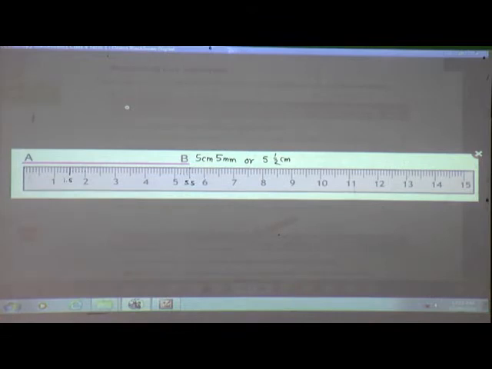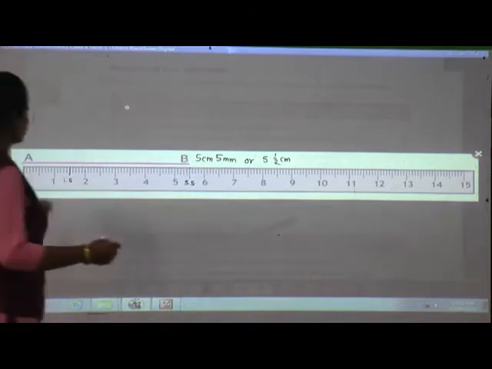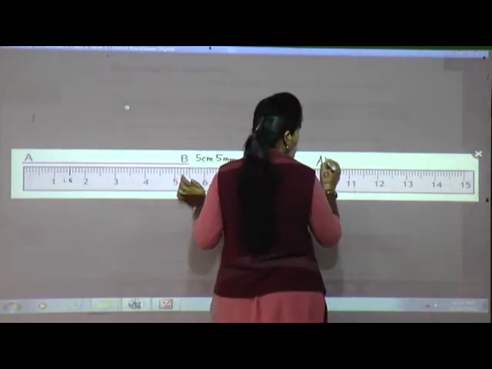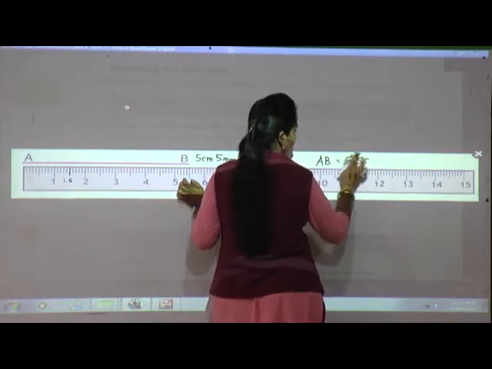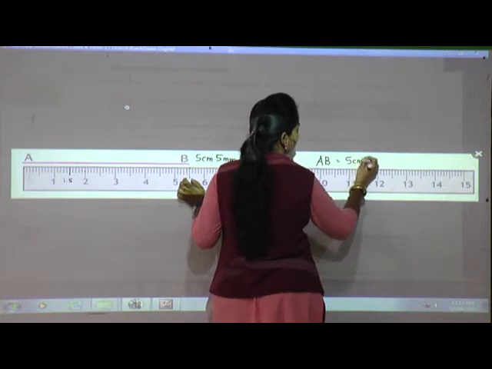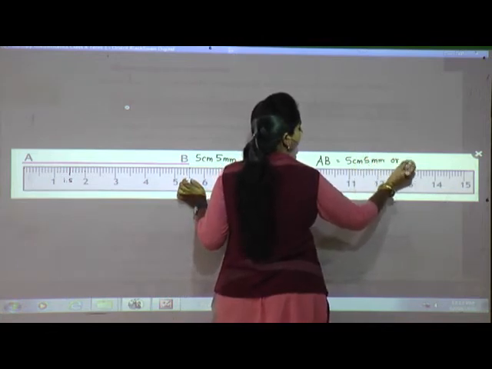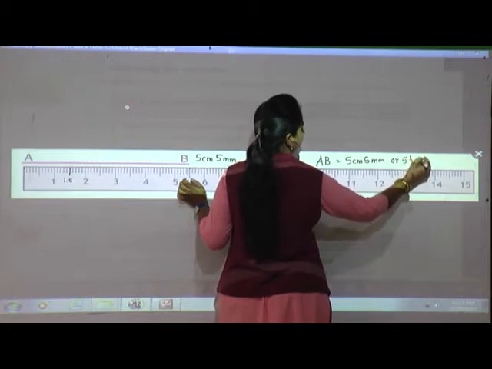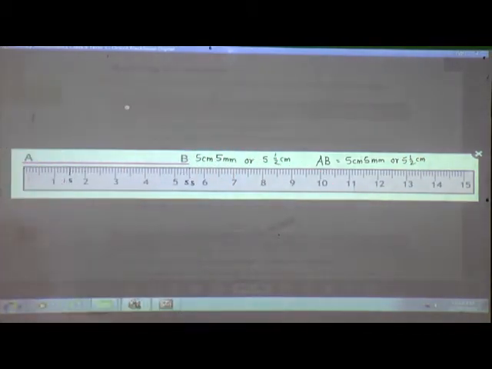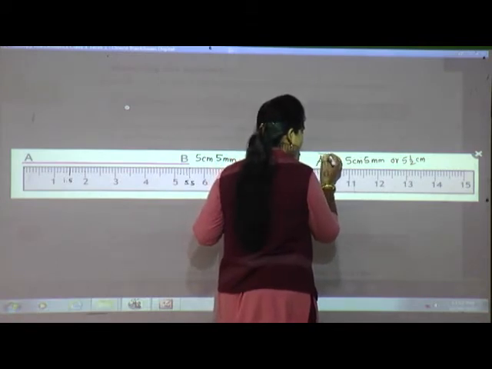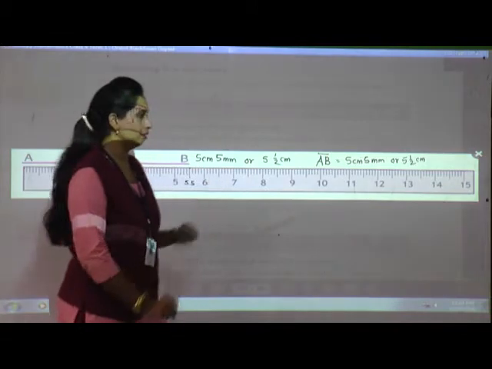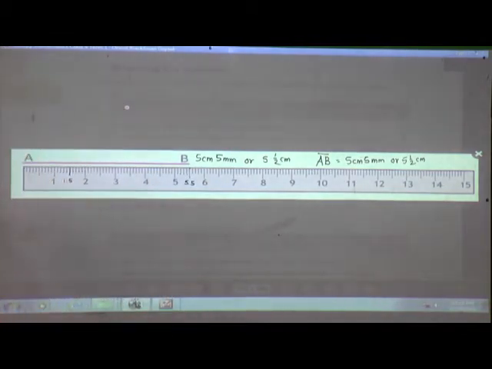And this gives the length of line segment AB. So this is the length of AB. How much is it? 5 centimeter 5 mm, or you can say 5.5 centimeter. Clear till here? Yes. So this is what a line segment is. You have to draw one line segment on top of AB in this way. A line segment has 2 dots. Clear? Yes.